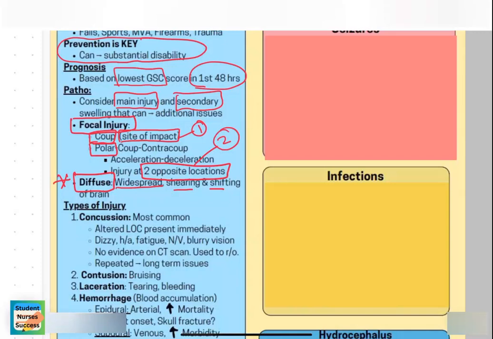So we really worry about that and that massive amounts of swelling. We also see diffuse injuries in things such as shaken baby. And so diffuse injuries are much worse in nature because the swelling is all around the brain.